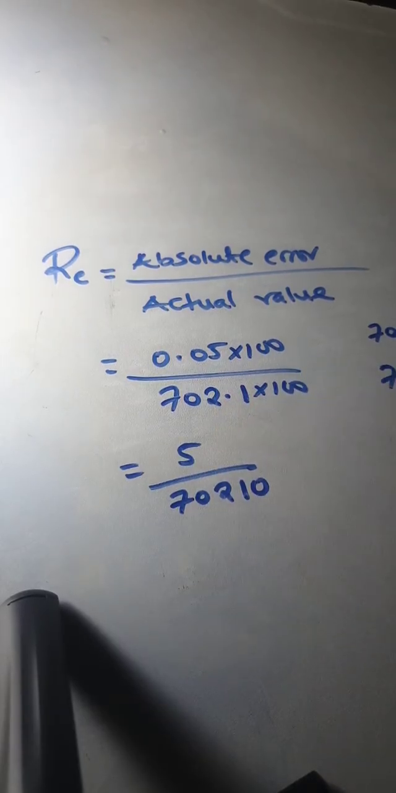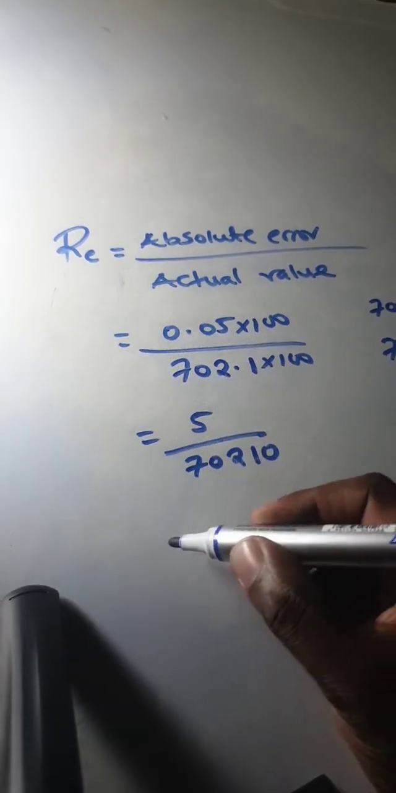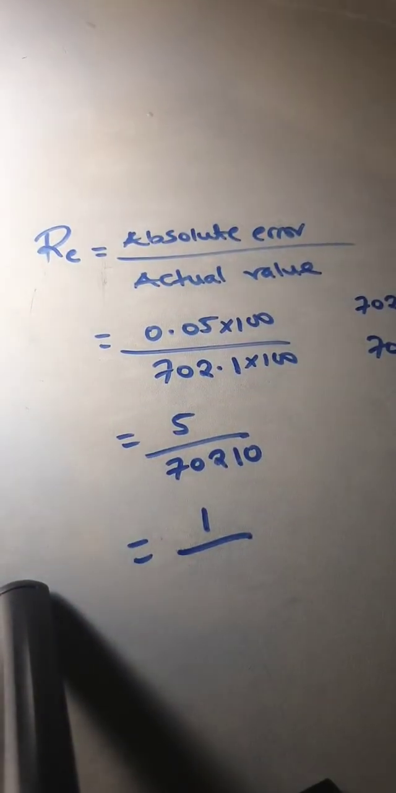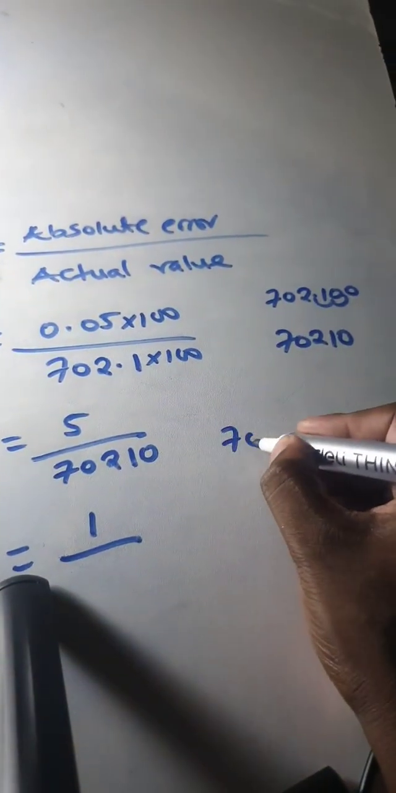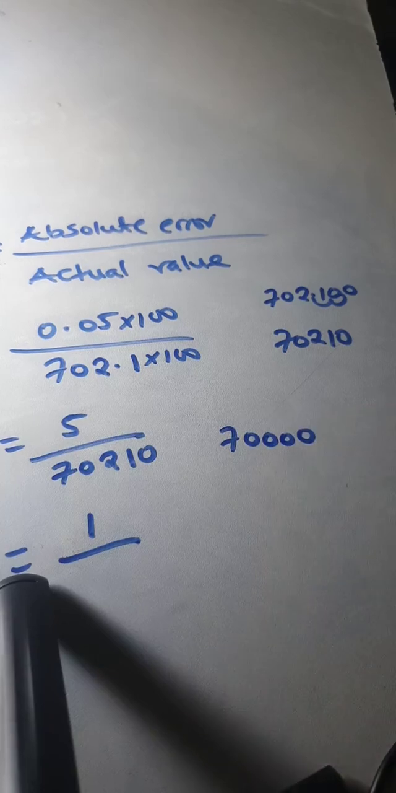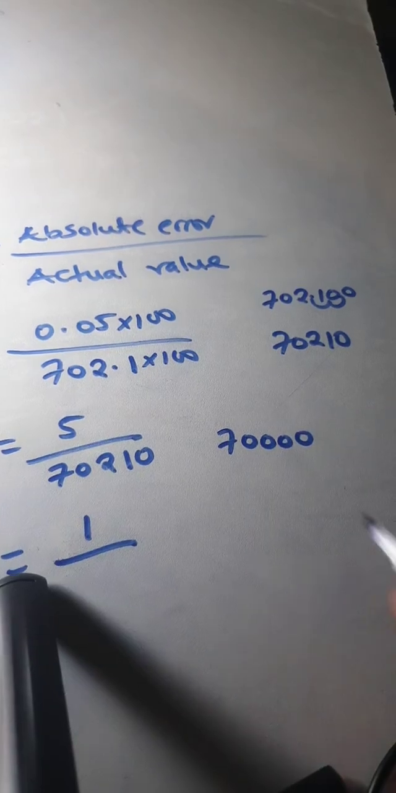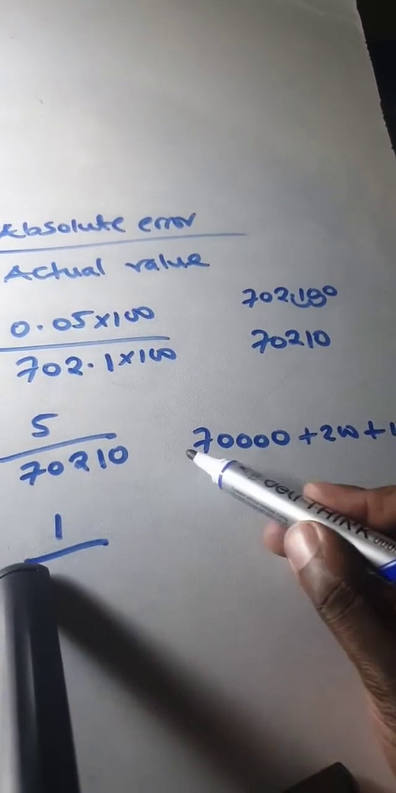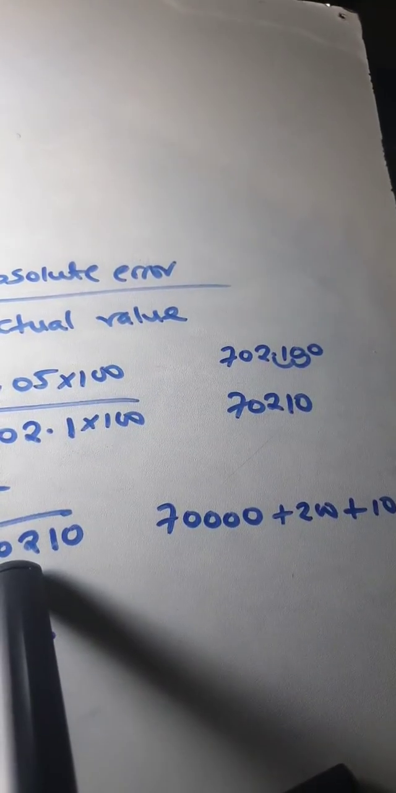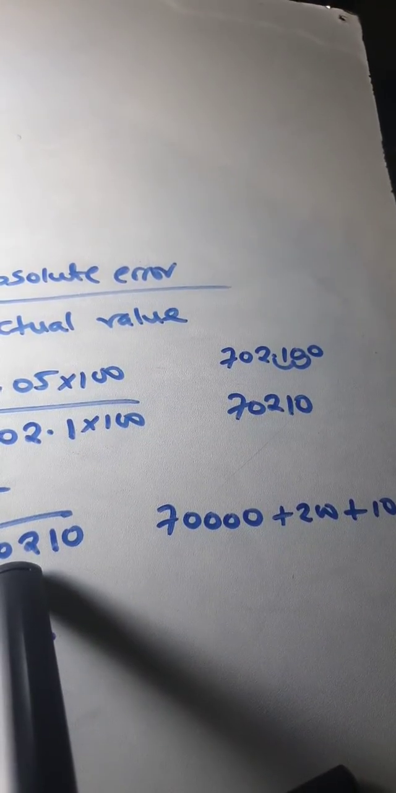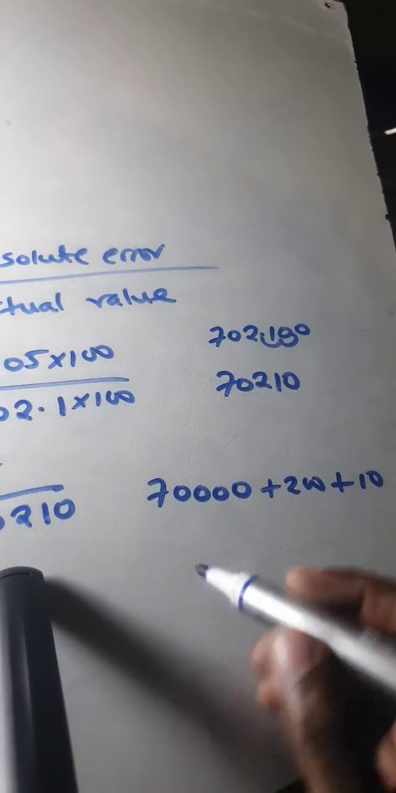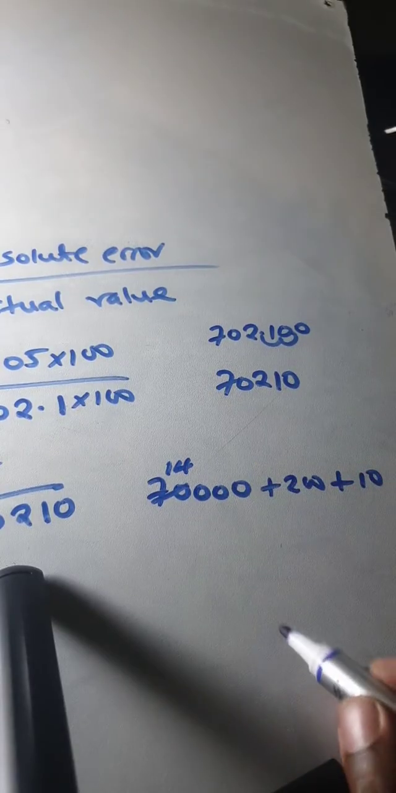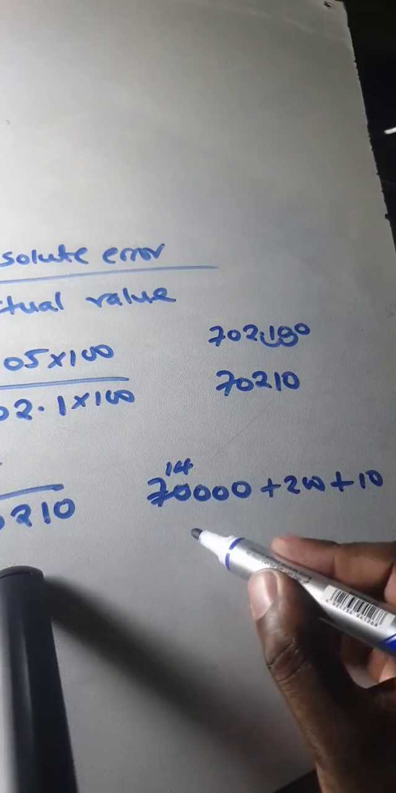So now, ladies and gentlemen, how do we simplify this? 5 into 5 is 1. What about 5 into 70,210? So how many 5s are in 70,000? We start from there. Then how many in 200? And how many in 10? I've just expanded this so that you don't have to go for the bigger number. We say 5 into 70 is 14. So 5 into 70,000 is 14,000.